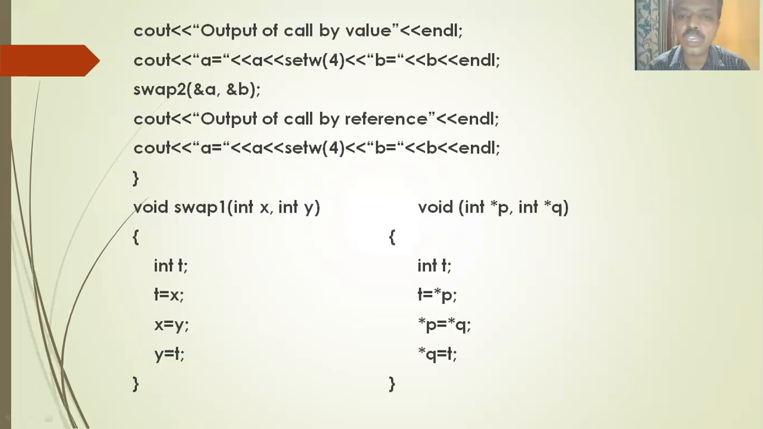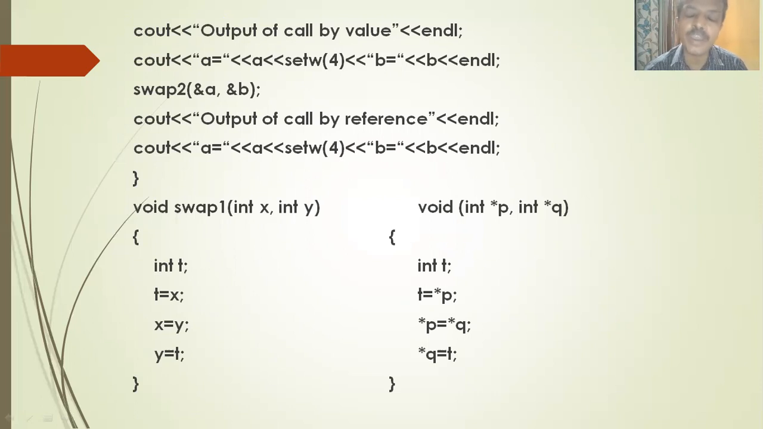Next. Here the function name swap2 is missing. It should be void swap2 int star p comma int star q. The function name is missing, so it's a typographic mistake. Int t, okay. Star p means the value of A. Star q means the value of B. So t equal to star p, star p equal to star q, and star q equal to t.